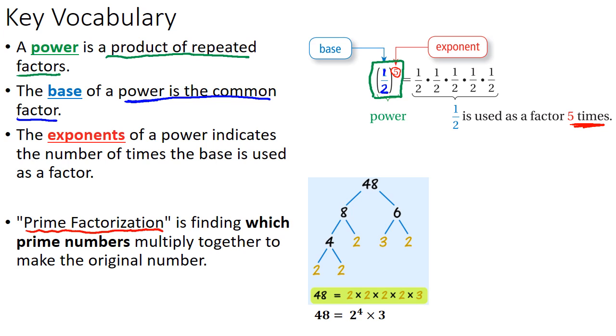Okay, now down here on the bottom we're looking at prime factorization, and prime factorization is where we're going to be breaking down a number into its component pieces, where we can find out what prime numbers can multiply together to make that original number.